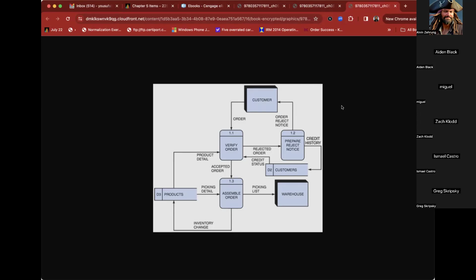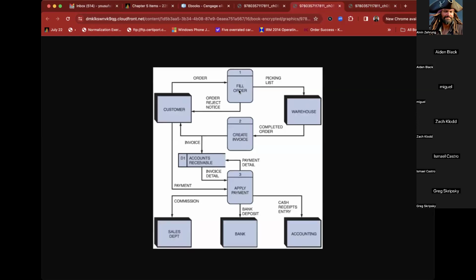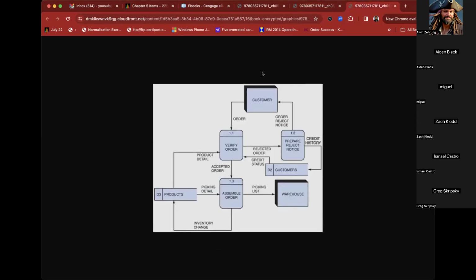The order needs to be verified. Either you prepare a reject notice, or you assemble the order. Now the external entities, look at it. How many external entities are working on fill order? 2. So when you explode it, notice that you still have 2 entities working on it: warehouse and customer. Now warehouse and customer can work with different subcomponents of the big guy, but you cannot add or remove an external entity that you had before.